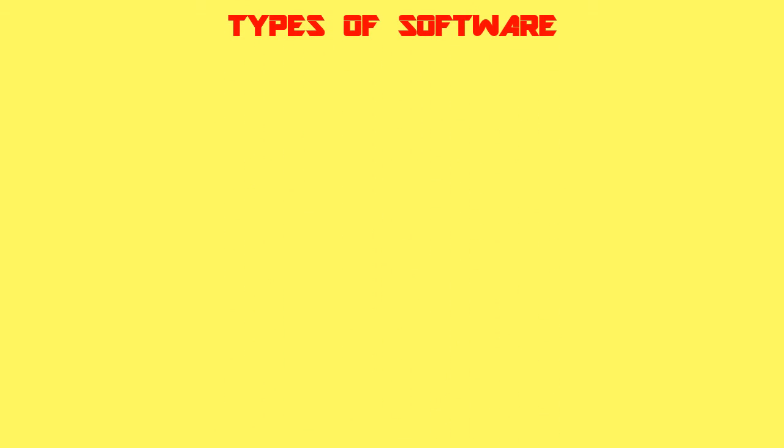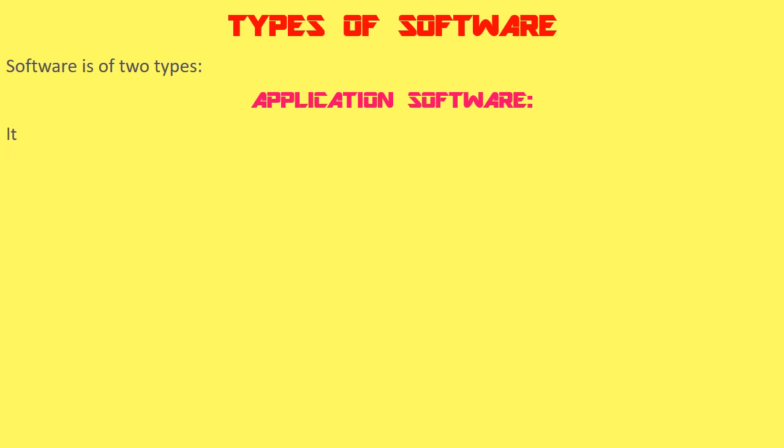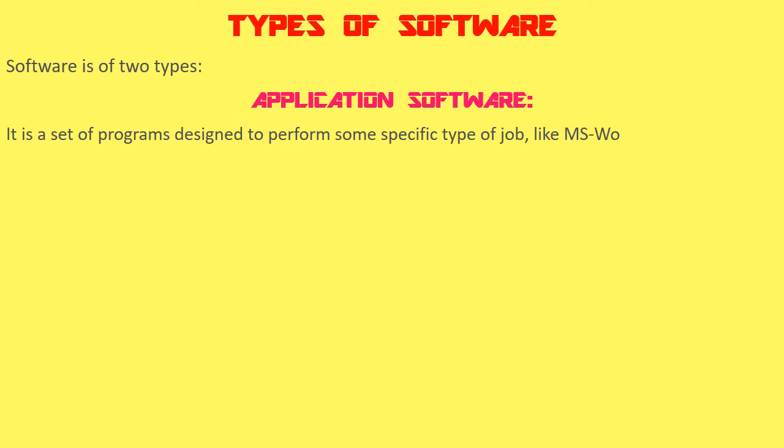Types of software. There are two types of software. First is the application software. It is a set of programs designed to perform some specific type of jobs, like MS Word, MS Paint. These are examples of application software.